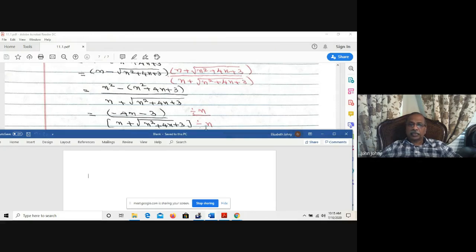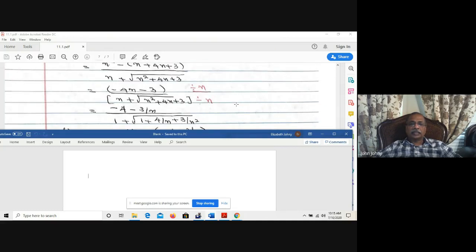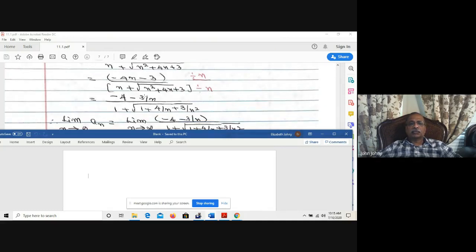Divide numerator and denominator by n. You get the numerator is negative 4 minus 3 over n. Here n over n is 1, and n outside the radical is the same as n square inside the radical, because n is the square root of n square. So this is the square root of n square plus 4n plus 3 divided by the square root of n square. So it is n square over n square, 1, 4n over n square, 4 over n, 3 over n square.